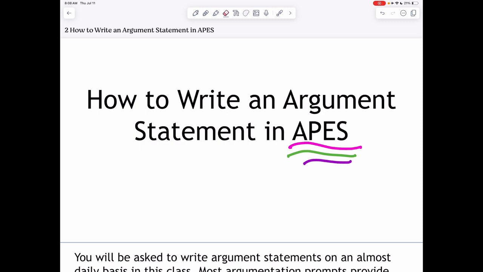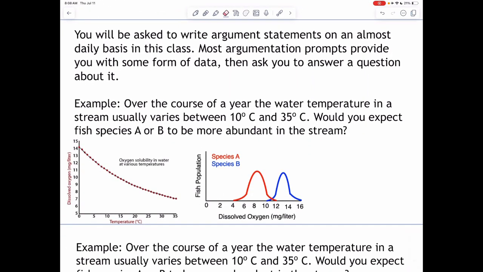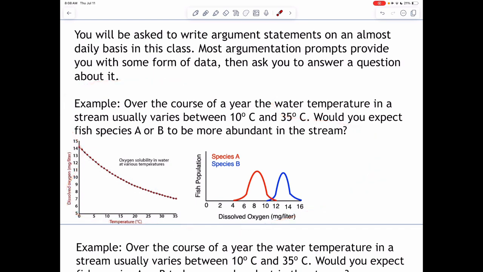So here's a quick refresher of what this looks like. All right, so as we mentioned, you're going to be asked to write these argument statements on a daily basis in class. Almost every single time, you're going to be given some form of data. Now, in this situation here, it's going to be a graph. However, other times, it could just be a table. So some form of information. Then we'll be asked to answer a question about it.